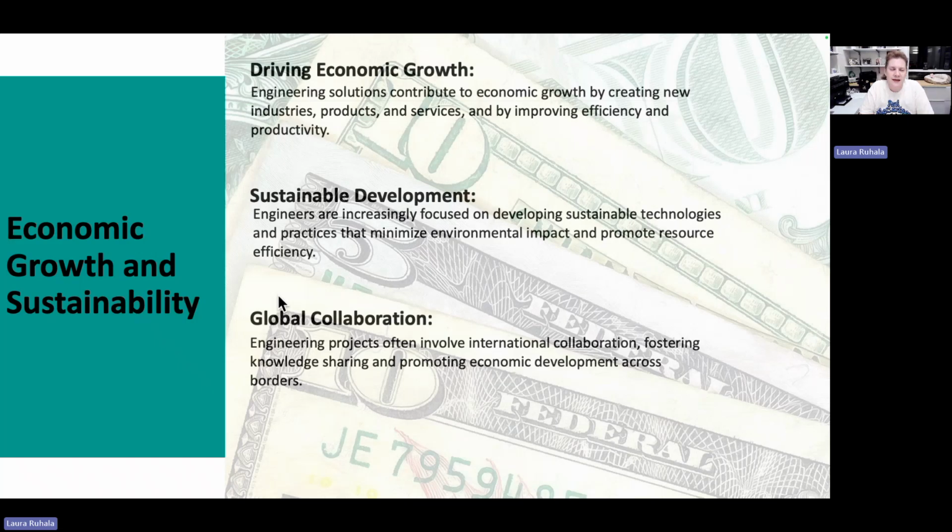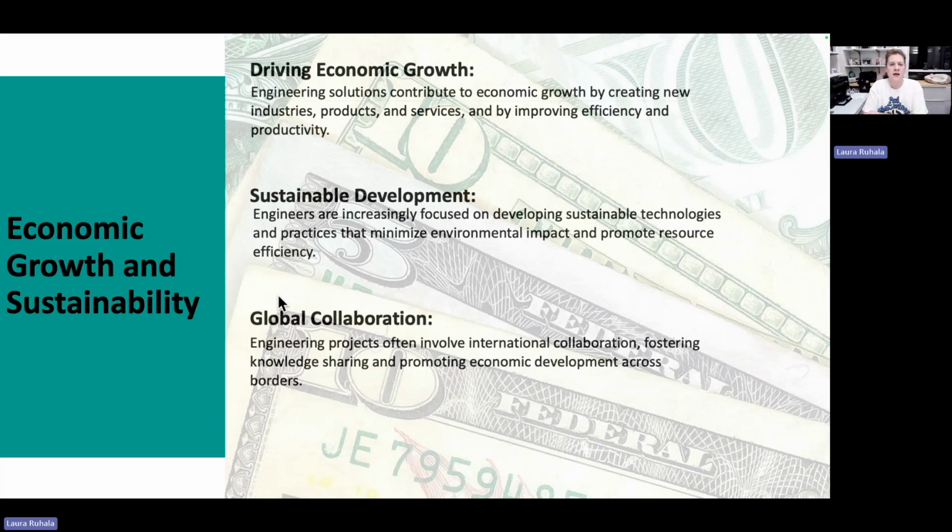Okay, and then we get into economic growth and sustainability. In your engineering capstone project, you will be talking about economics, such as the bill of materials with the cost of each part, and how much it would be if you actually produce it in mass. But what we're talking about in this PowerPoint is more like developing economic growth.